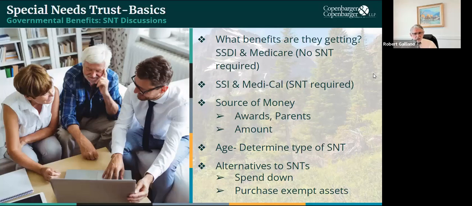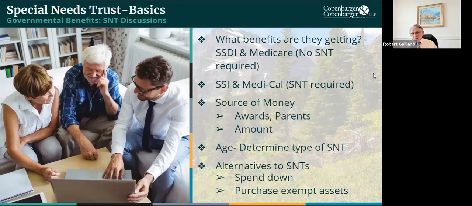So these are the things that are considered whenever we have a meeting with the client. Now, I'm going to interject something here. We have another webinar on this, and I will be giving it probably in the latter part of June. I want you to be aware of something, and that is that when you have a beneficiary on SSI and Medi-Cal, the income and asset requirements are totally different.